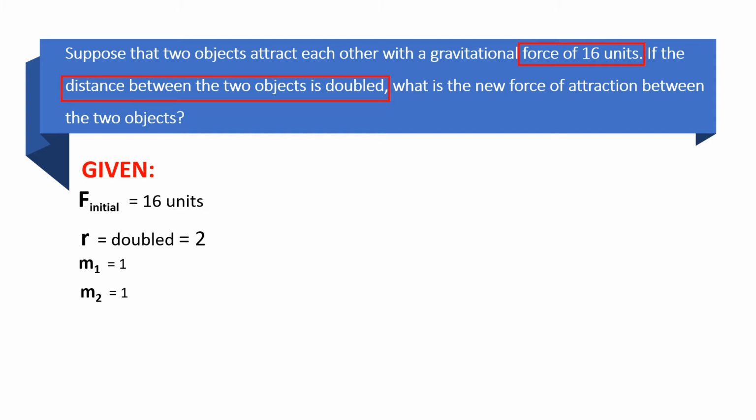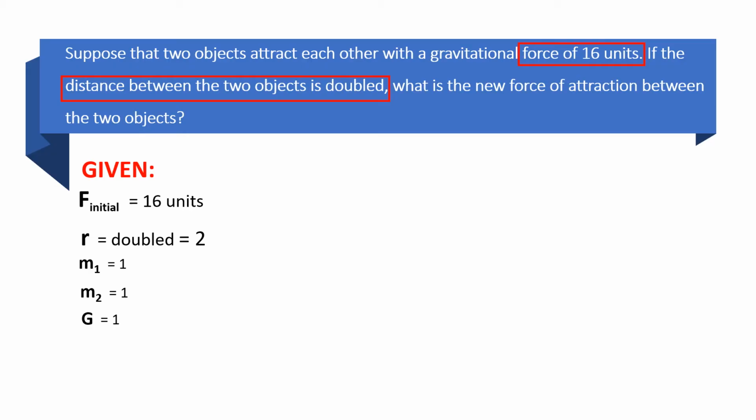And another given is the mass of object 2. I also put 1 kasi wala naman, just to show the proportionality. Okay. And another is the value of our G, 1. So, just like yung ginawa ko kanina sa solving, nilagyan ko lang siya ng 1.